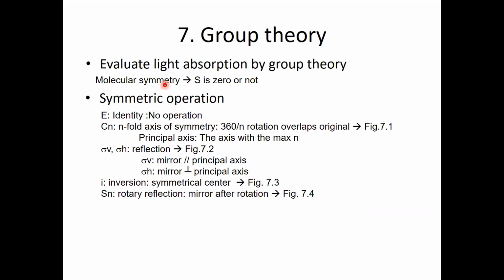What I showed in the previous lecture is that, based on the molecular symmetry, we can understand whether the transition integral is going to be 0 or not. If it's 0, no absorption is possible. If S has some value, the light can be absorbed. So in the first lecture of group theory, we start with the very basics, to categorize the molecules based on several symmetry operations.